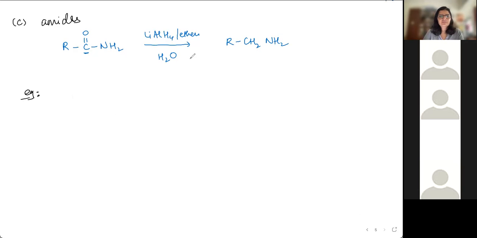Okay, simple. Let's take the nitro group. Suppose simple CH3NO2, the simplest nitromethane, with H2 in the presence of nickel. What amine would you get out of this?